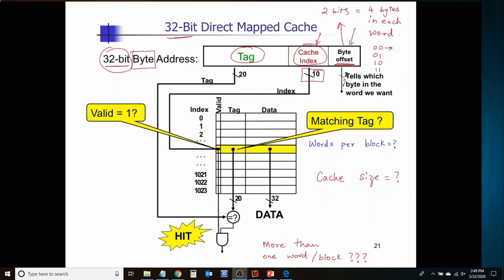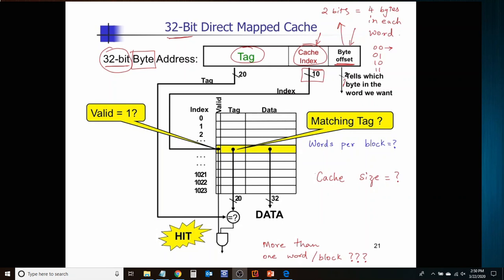At each location you have 1 bit for valid, so you have a valid bit. You have a few bits for the tag, in this case 20 bits. And then you have 32-bit data that is present at that particular cache location. So when we are trying to read something from memory, we are going to look at it in the cache. Now, how do we know whether it's a hit or not? Whether we have found it in the cache or not?